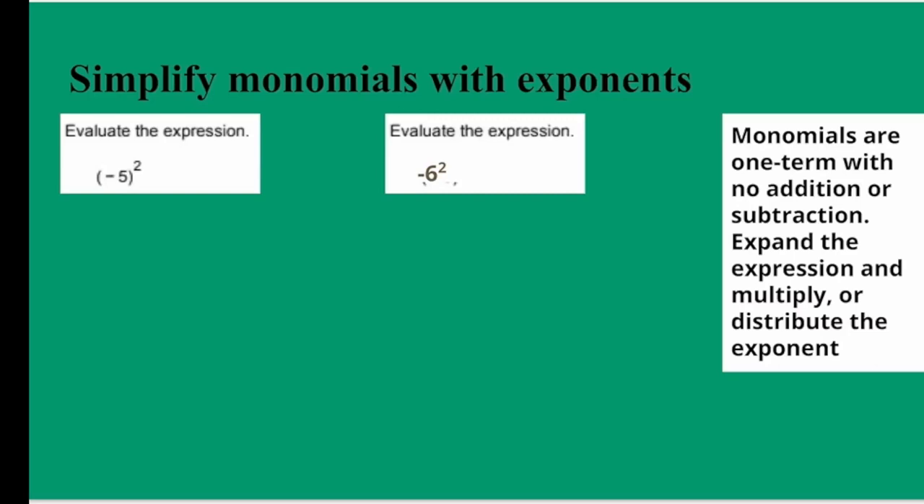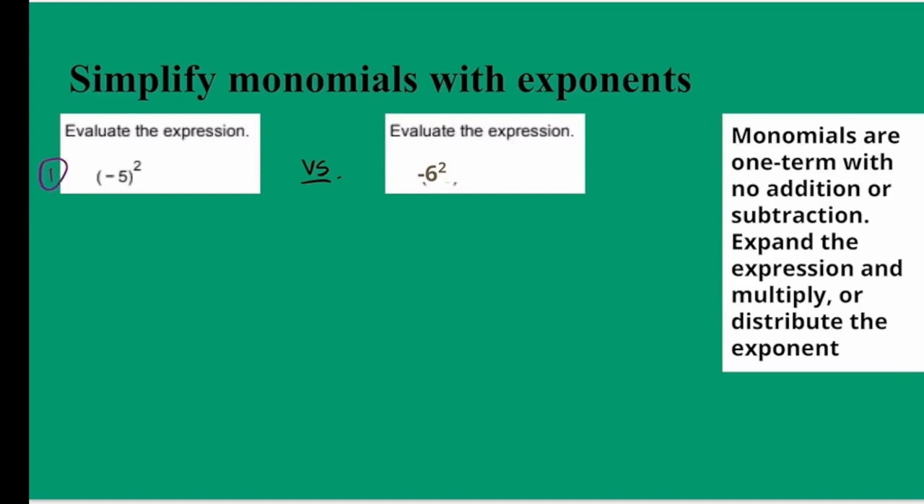Simplify monomials with exponents. So monomials are one-term pieces with no addition or no subtraction. So I'm going to teach you how to expand the expression, and then later we're going to distribute the exponent. So the difference between these two problems is important. So the first problem, evaluate the expression -5 in parentheses squared versus -6 without parentheses squared.